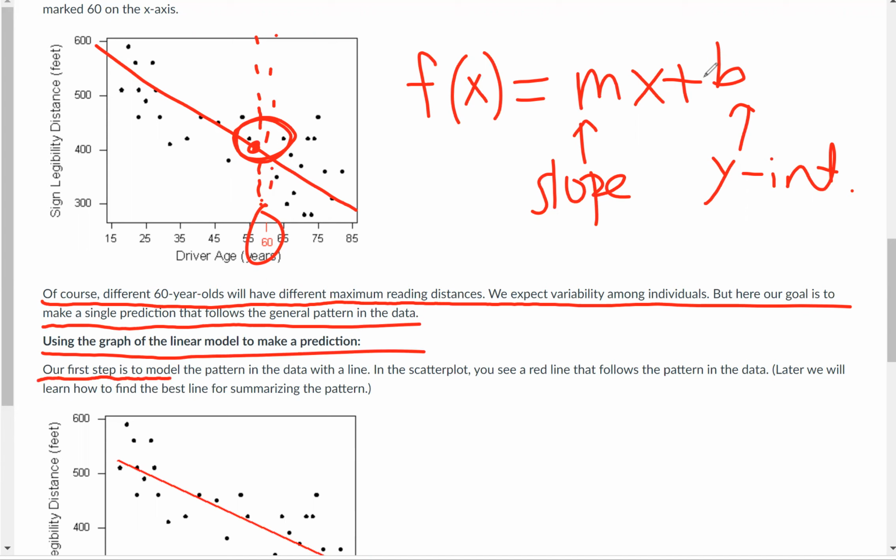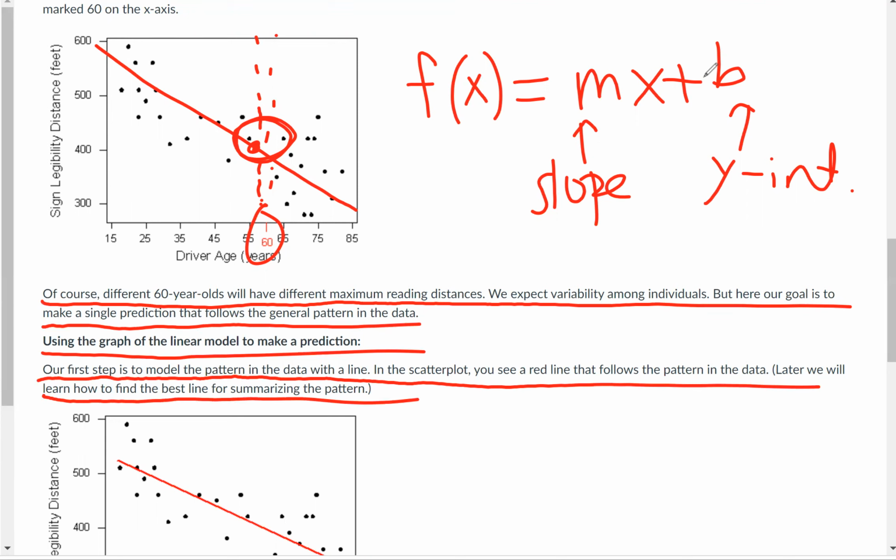Our first step is to model the pattern in the data with a line. In the scatter plot, you see a red line that follows the pattern in the data. Later, we will learn how to find the best line for summarizing the pattern. Let's go look at that now. I'm going to clear these drawings so we can move down. We'll try to use that line to predict. Imagine that's already been found for us. Usually technology will find it for us.